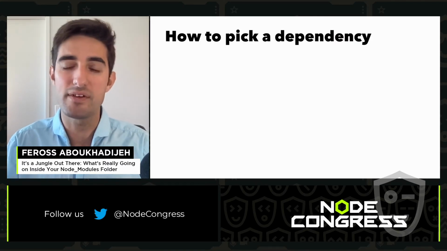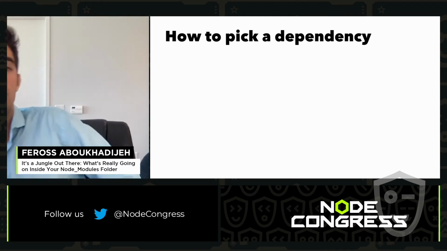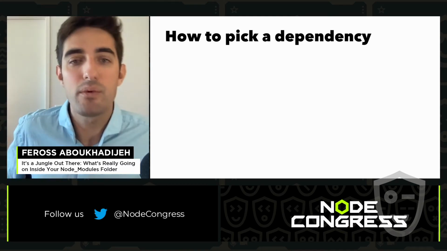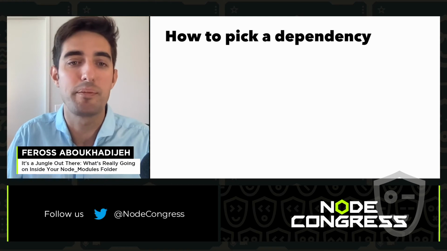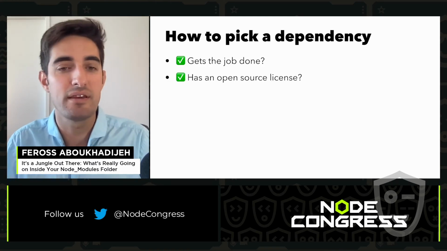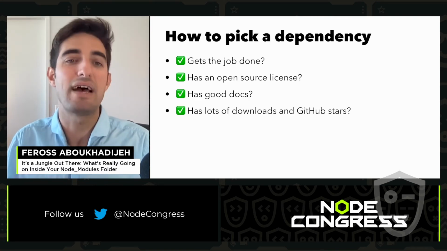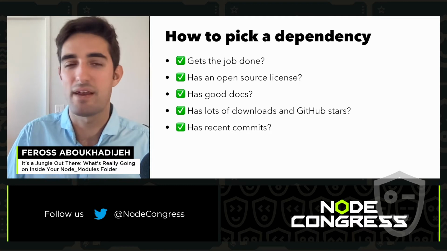The other thing is very few of us actually read the code that we're shipping to production, and so we rely on other heuristics to help pick dependencies. So maybe we look at: does the code get the job done? Does it have an open source license? Does it have good docs? Does it have lots of downloads and GitHub stars? Does it have recent commits?